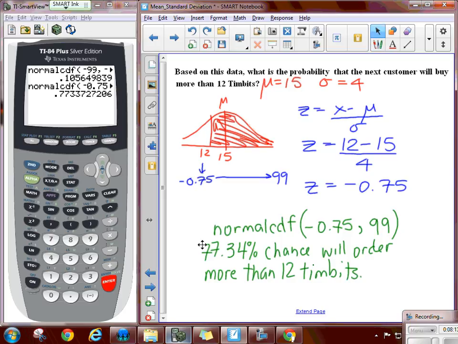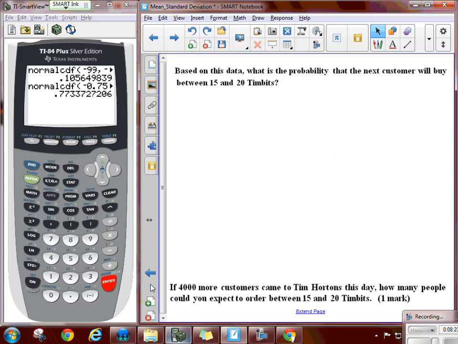So this was an example of ordering more than a number. There's only one other type of question that we can ask you right now about bell curves. So here's the next one. Based on this same data that we talked about, what's the probability the next customer will buy between 15 and 20 Timbits? So I'm just going to, again, include this information. And we're going to start with a sketch.